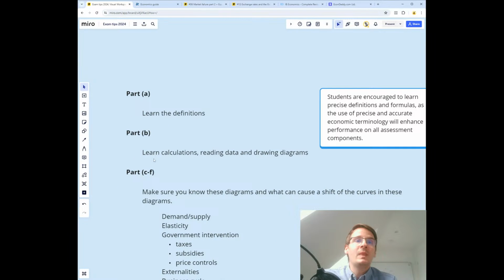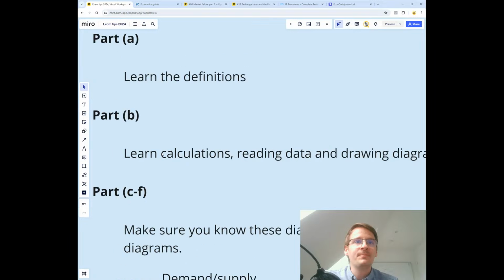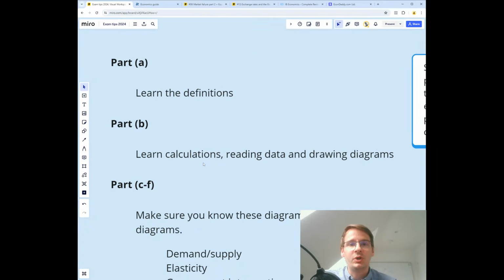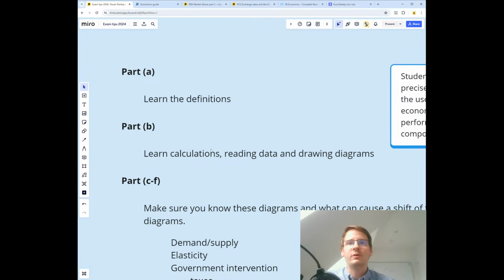For part B, learn the calculations, learn also how to read data and how to draw diagrams. Sometimes one of the questions here is to draw a diagram. You can lose marks if you forget the labeling. Many students do that every single year. Don't be that student. And for the calculations, at the end of the session, I'm going to show the formulas because I have also collected all of these for you guys. I got lots of requests in those messages for formulas.